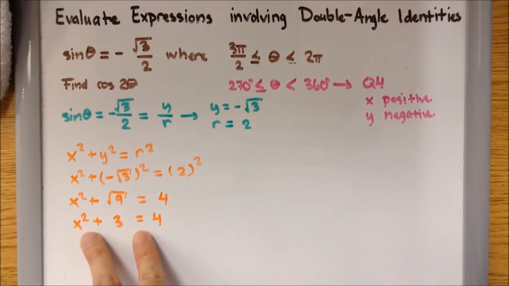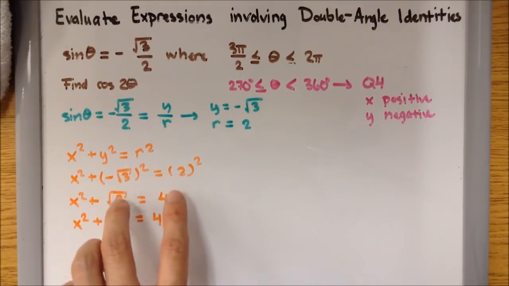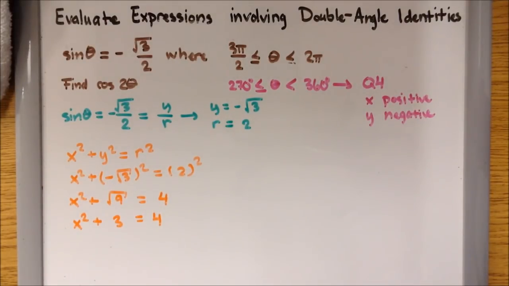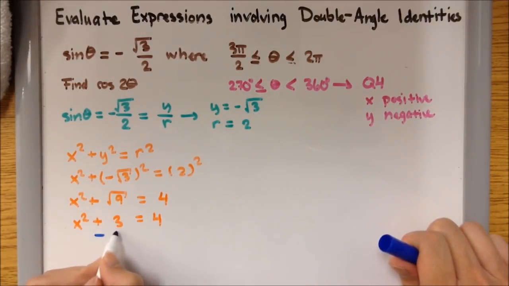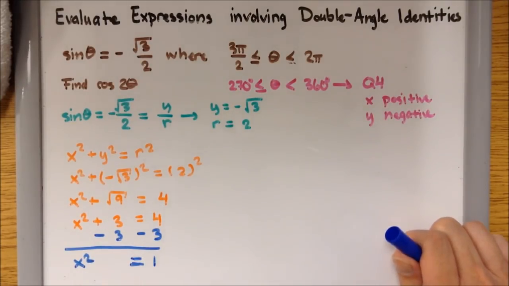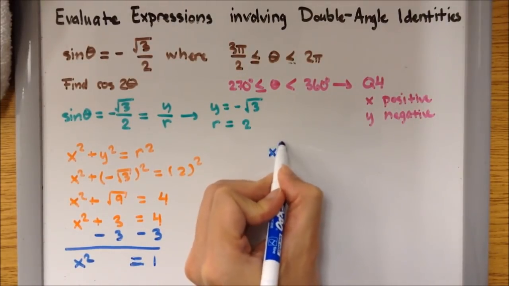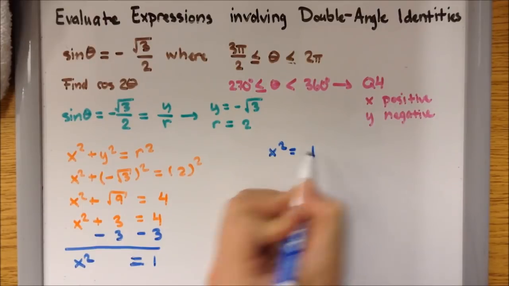Alright, so you're going to get x squared plus 3 equals 4 after plugging in negative square root of 3 and 2 and then simplifying the squares. Next, I'm going to subtract 3 on both sides. So I'm going to get x squared equal to 4 minus 3, which is 1. Alright, and I'm going to write over here x squared equal to 1.